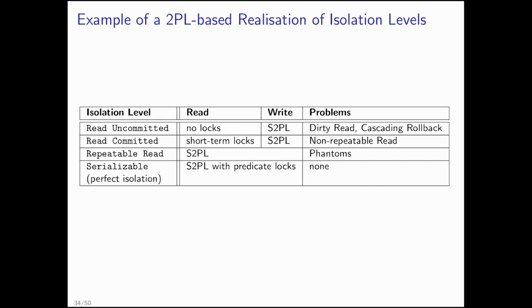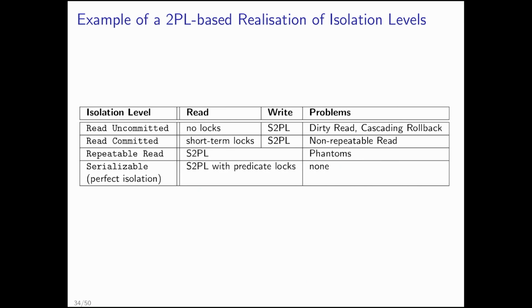Next level is repeatable read. Here you use strict 2PL for both reads and writes. So that's the tuple locking stuff I explained. You lock all kinds of tuples respecting strict 2PL, everything is fine. However, you still have phantoms. And if you want to get rid of phantoms, you have to also use predicate locking, and then you don't have any of those isolation problems anymore.